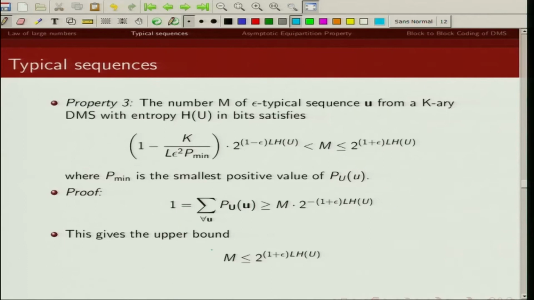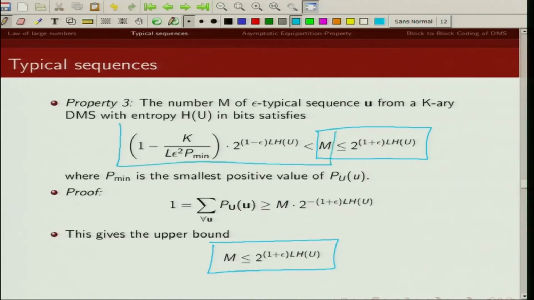From here I get this condition that the number of typical sequences is upper bounded by 2 to the power (1 plus epsilon) times L times the entropy of U. So, this proves this condition. Now, we are going to prove this.